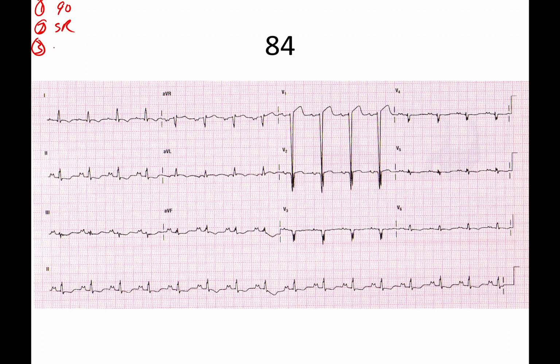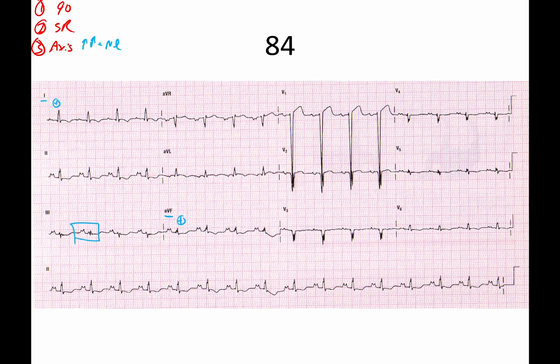How are we doing for axis? Well, we are in lead 1, we're positive. aVF, we are positive. So we've got up and up, which is normal. Our most isoelectric is going to be, I'm going to put money on lead 3. Look at that guy. He's hardly got anything to him.